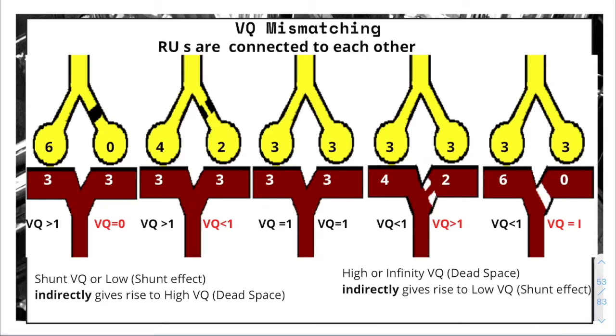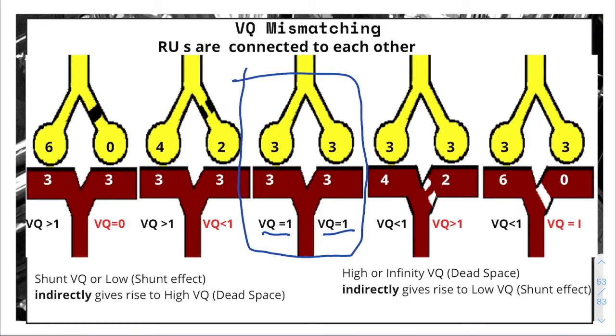Okay, so keep in mind that all the respiratory units are connected to each other. Ideally, this is your ideal setup. So you have a VQ equal to 1. Ventilation is 3, perfusion is 3. Ventilation perfusion ratio is equal to 1. In shunt or low VQ, which produces a shunt effect, ventilation is a problem.